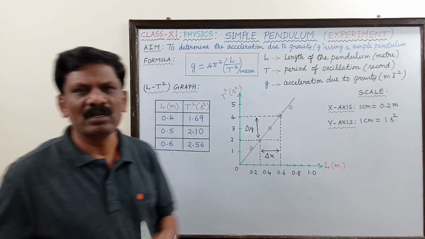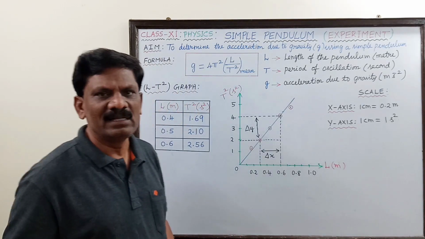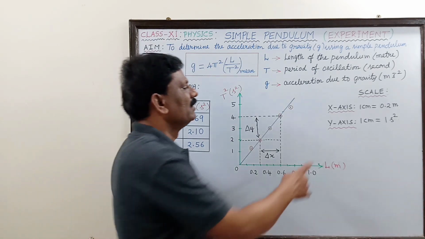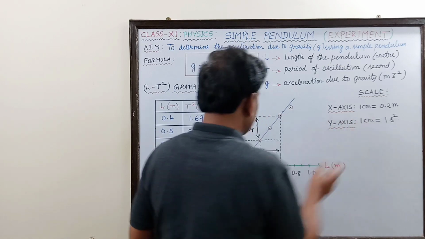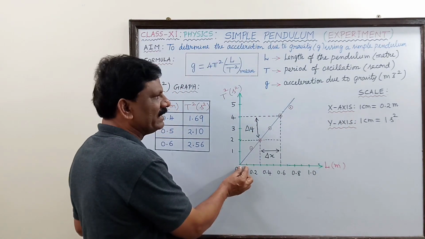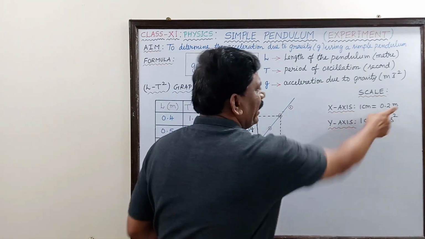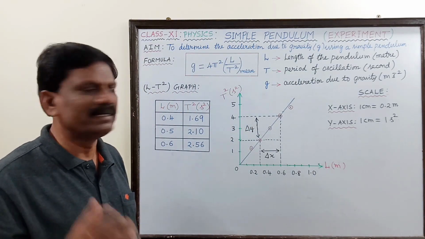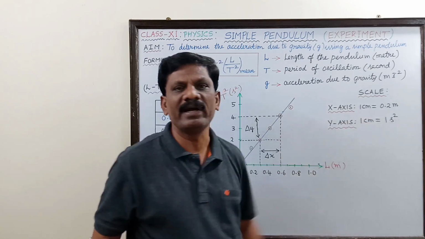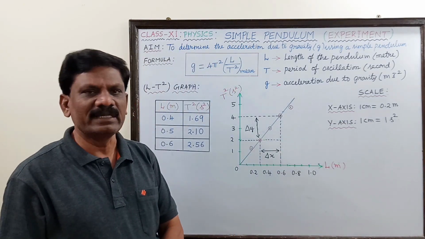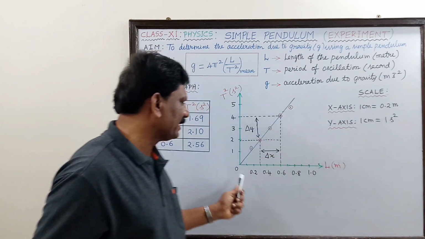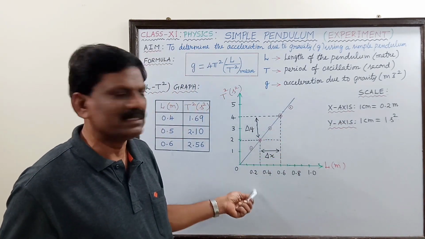Now, whenever you draw a graph, you will have to take a suitable scale, that is scale along the x and y-axis. So, along the x-axis, I represent each 1 centimeter. Each 1 centimeter is equal to 0.2 meter, as you like. Okay, you can take each 1 centimeter is equal to 0.1 meter also. Okay, so I have assumed that 1 centimeter along the x-axis indicates 0.2 meter.